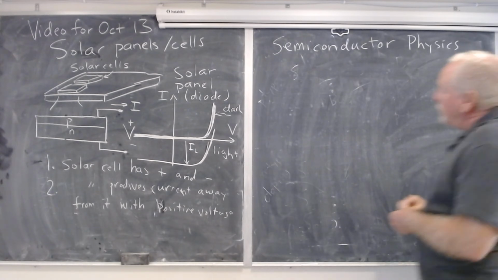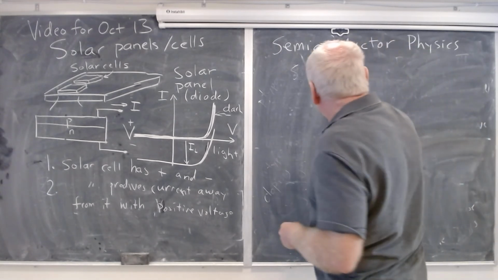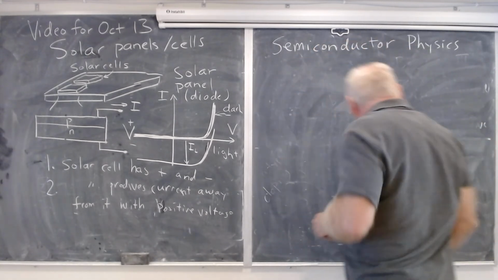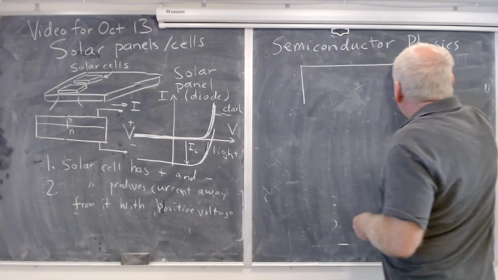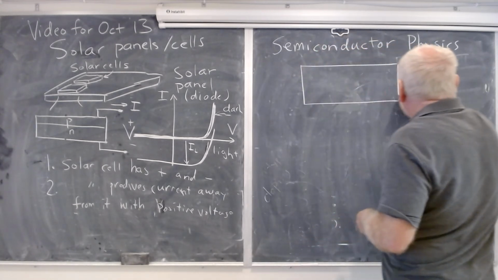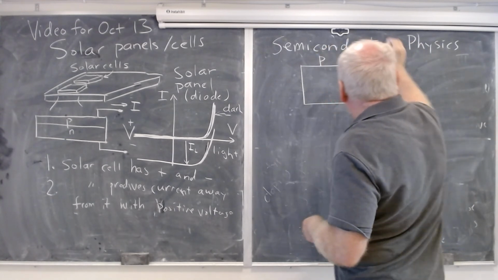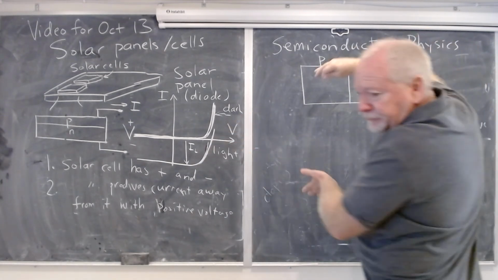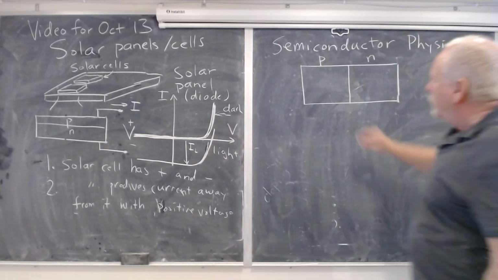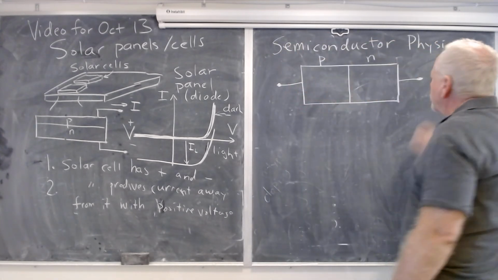So I'm going to make my p-n junction and turn it on its side just so we can tell what's going to happen a little bit easier. I'm going to draw it a little bit elongated. And there's my junction, and this is p-type, and this is n-type. So I took that and turned it on its side. And here's one terminal, and here's another terminal.